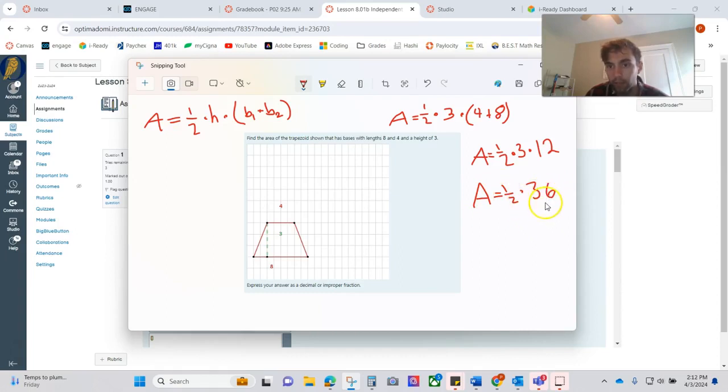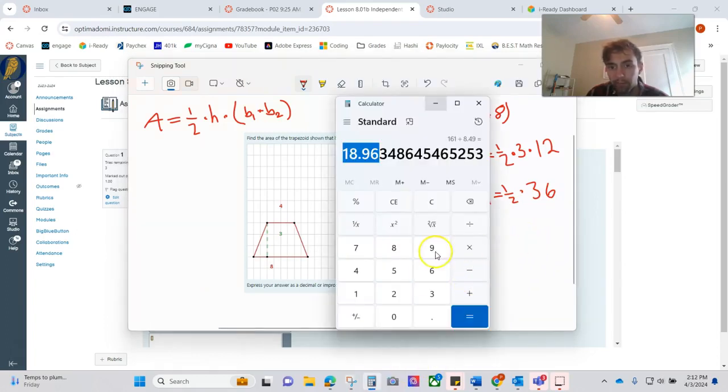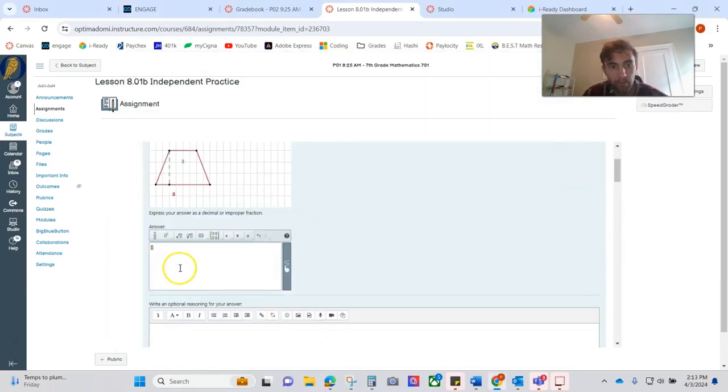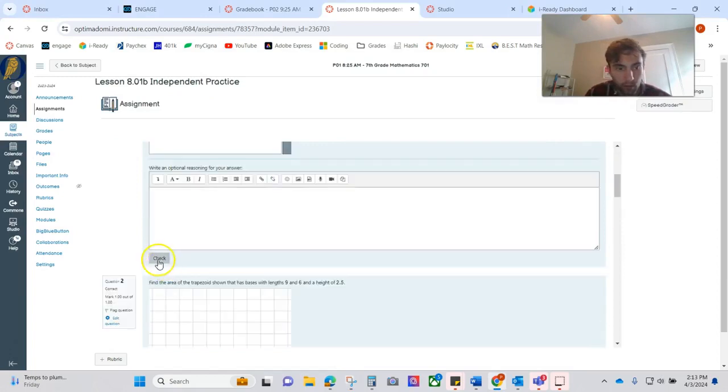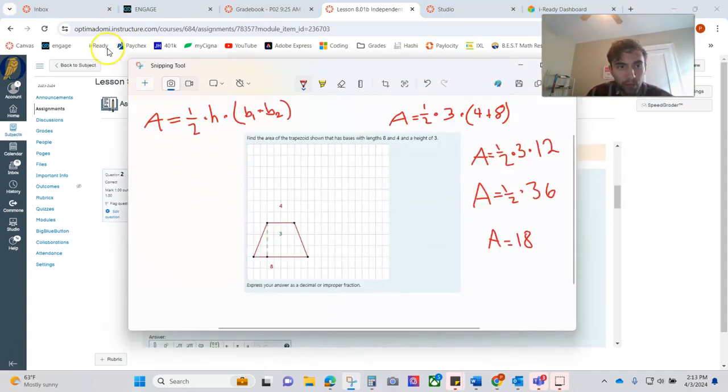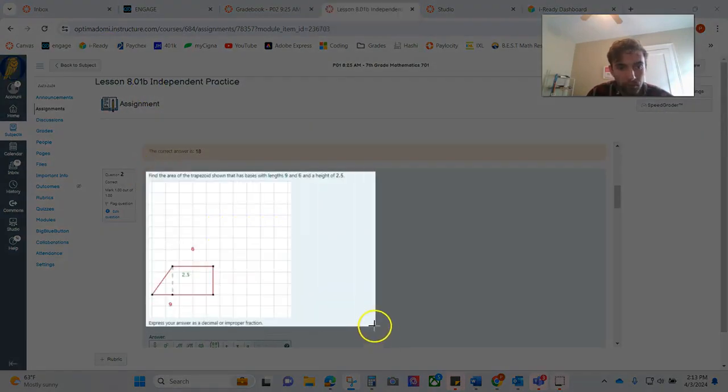What is half of 36? So I could type in my calculator 36 divided by 2, or I could type 36 times 0.5. Either way, I get 18. Area is 18. Area of the trapezoid. Question 2.